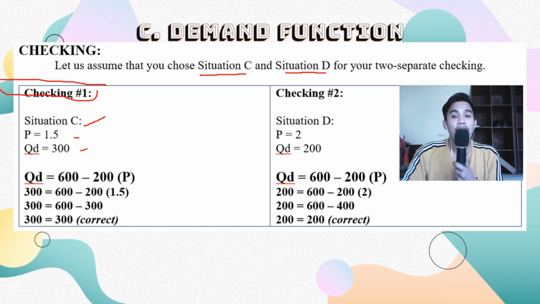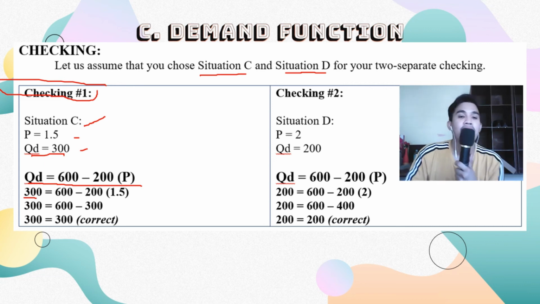We have to substitute that in our final demand function. Our final is QD is equal to 600 minus 200 times P. So our QD for situation C is 300. So that equals 600, that is our A, minus 200, that is our B, times P. What is the value of P in our situation C? That is 1.5.